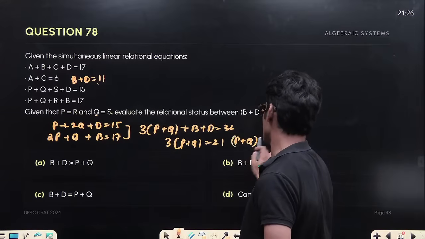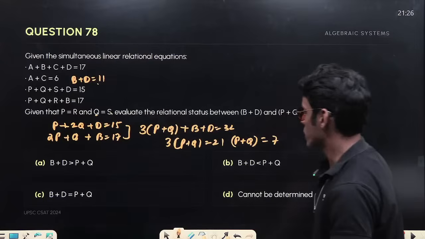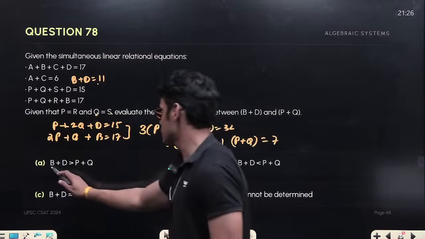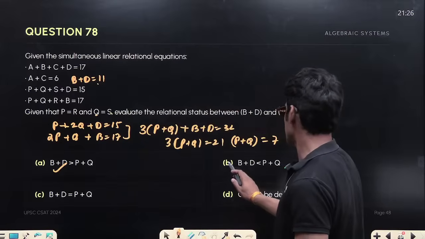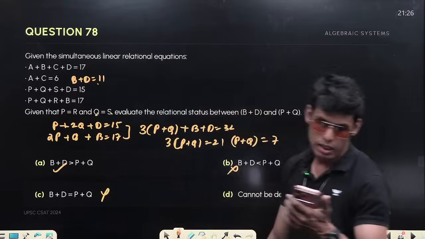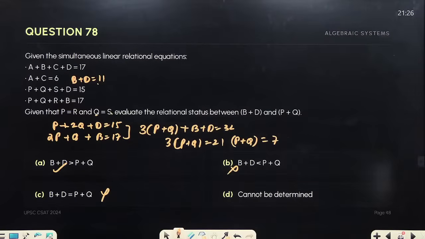Now what is given to me? B plus d is greater than p plus q. Yes, this is correct. B plus d is less than p plus q. No. So this is correct, right? Now, what was written in this particular case? Let me check.